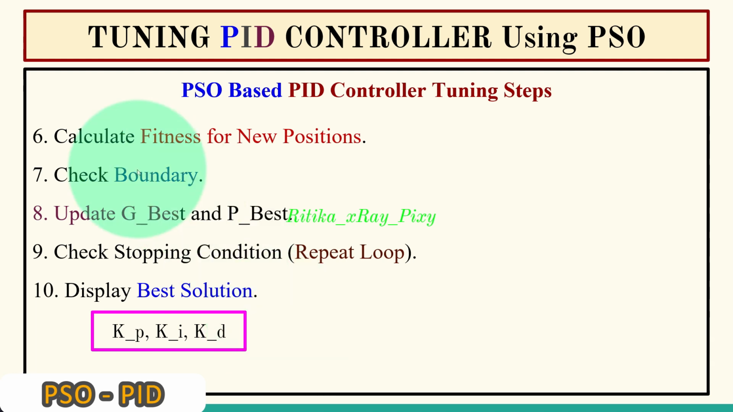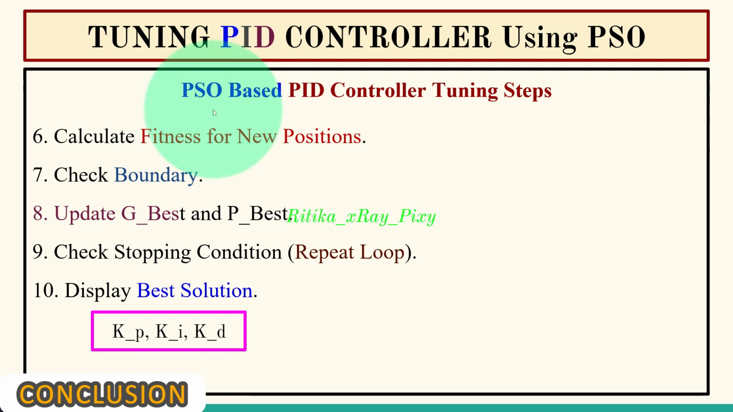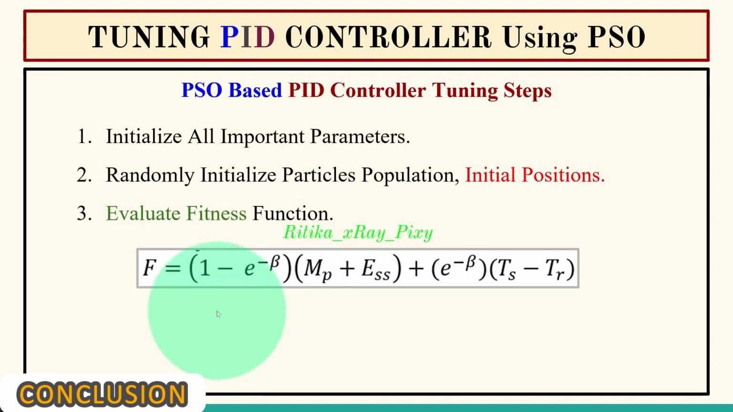After that, we will calculate the fitness value for the new solution and then check whether the new solutions are within the search space boundary or not. Then again update the global and the personal best. Check the stopping condition. If it is not met, then repeat the loop, else display the best solution. So instead of the PSO algorithm, you can apply another method or any other optimization algorithm and properly define your objective function according to your problem.